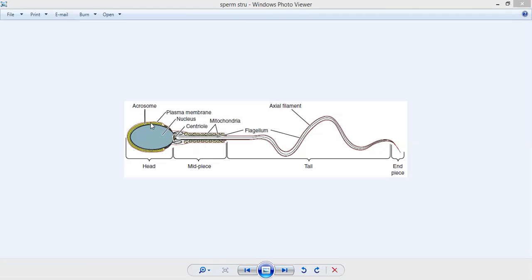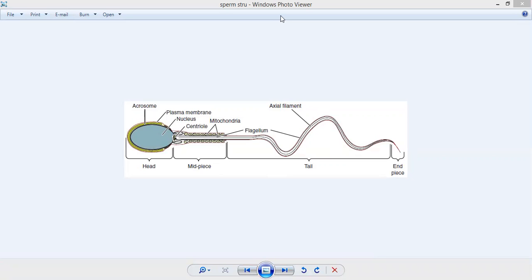Then we have the acrosome at the top of the sperm. Then we have the plasma membrane and the nucleus in which the genetic material of the male is present. Then we have the centrioles. Then we have the mitochondria, which provide the energy to the sperm. Then we have the flagella, the axial flagella, the tail. We have the end piece, right?